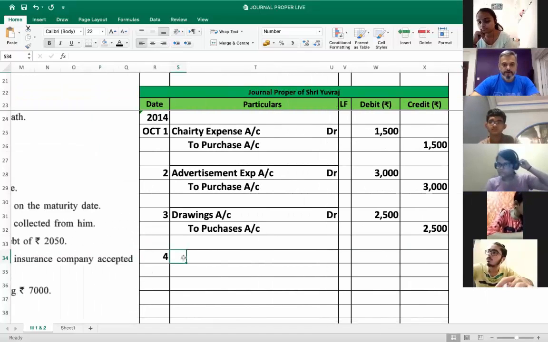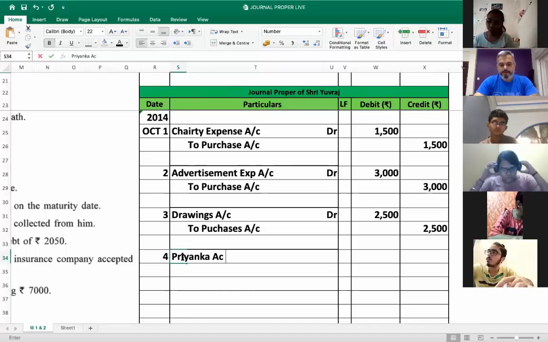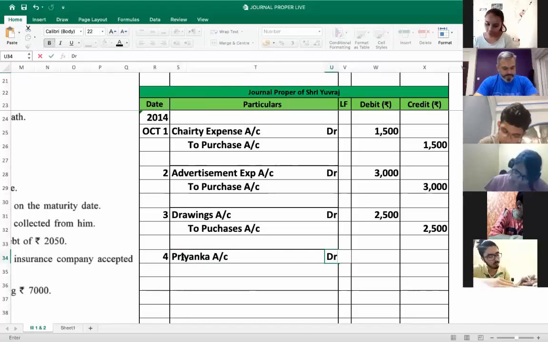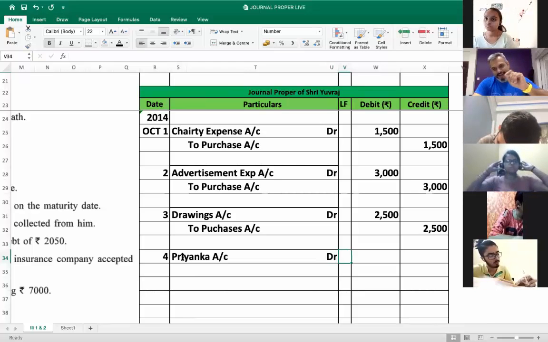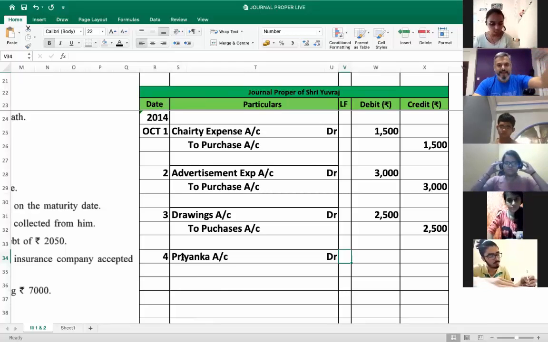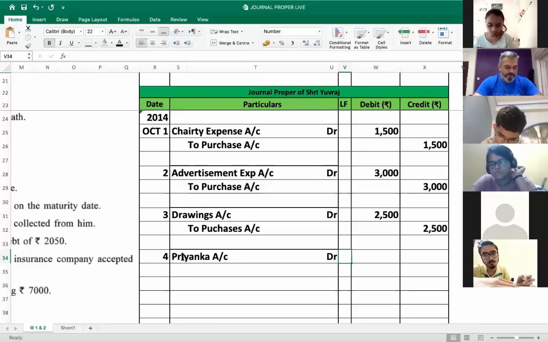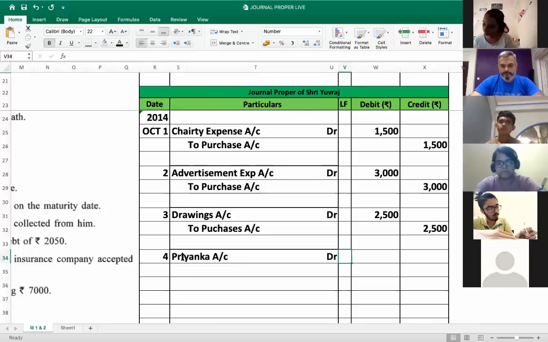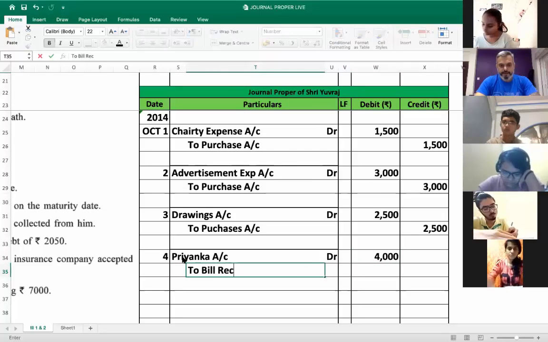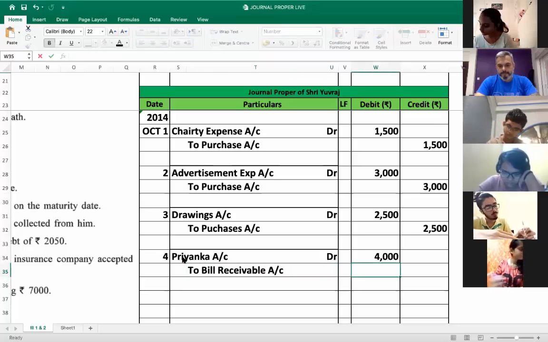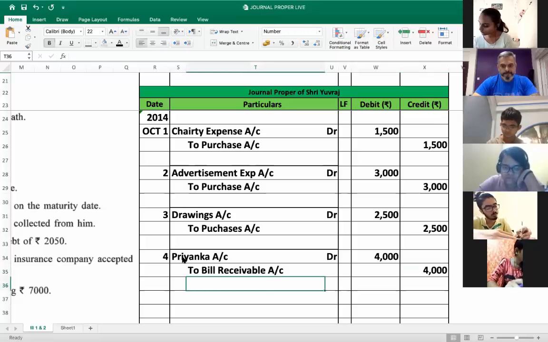Yes, sir. Priyanka account debit. Remember it like this: whoever signs the cheque will give the money. If I sign, I will give the money; if you sign, you will have to give me the money. Is this clear now, how to remember? Yes. Accepted means sign. So connect it with the cheque so there will be no confusion. So 4,000 rupees to bill receivable account, 4,000.